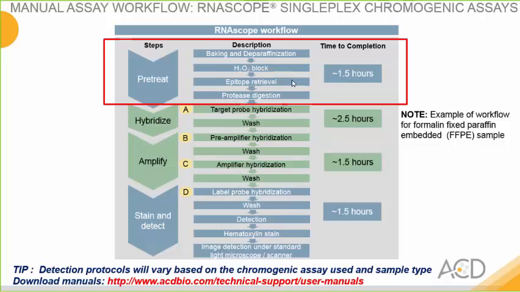And the step is to remove the cross-linking introduced by the fixative. And the protease digestion step, and this is similar to IHC, to permeabilize the cell and allow probe and amplifier access. So we can look at 2 examples here.